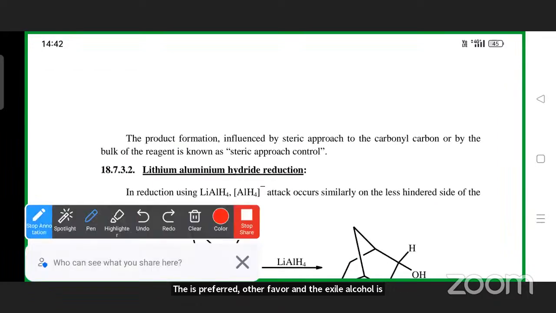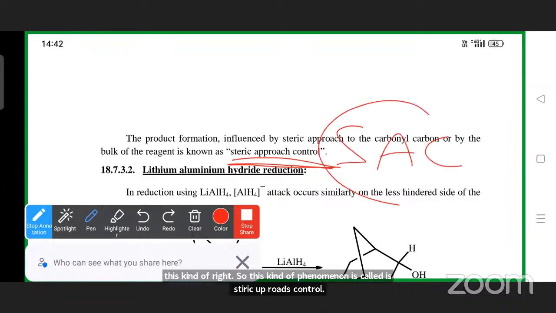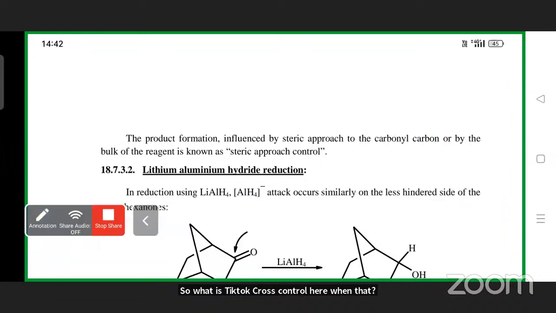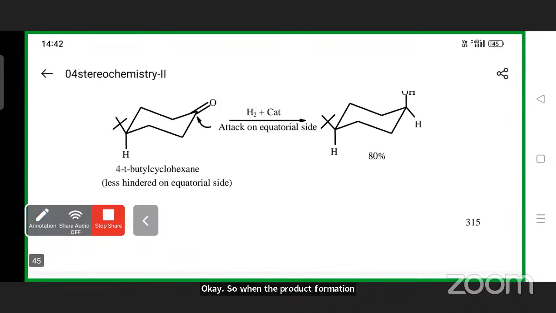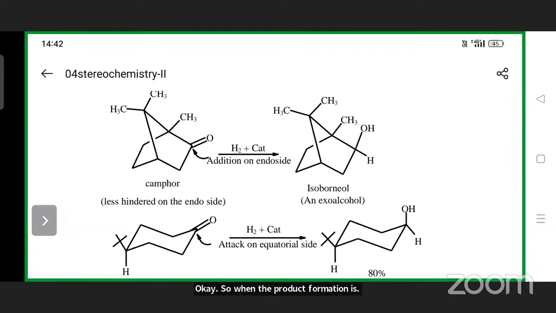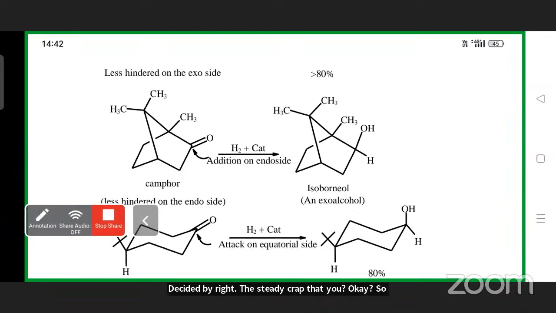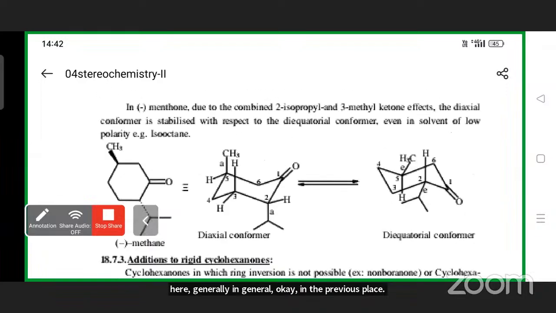This kind of phenomenon is called steric approach control. SAC, very, very important. SAC means steric approach control. So what is steric approach control here? It is when the product formation is decided by the steric factor. In general, in the previous class we discussed this, and here I will show you.